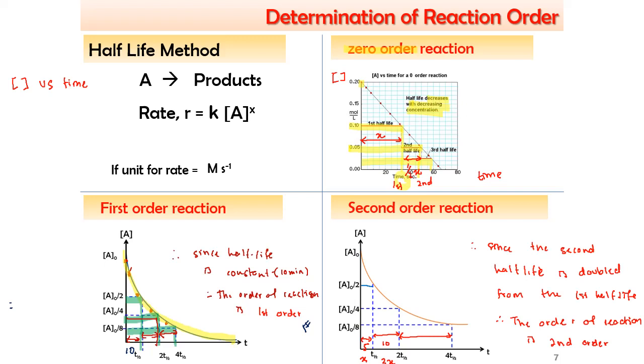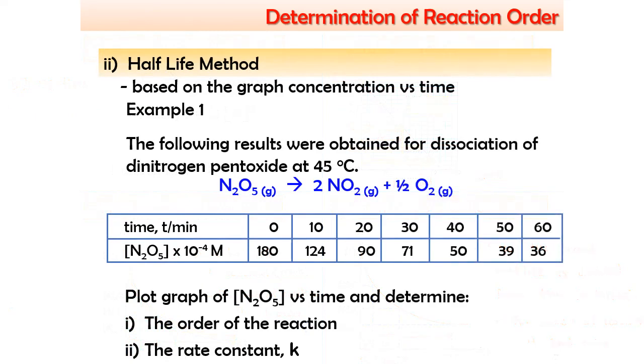Okay, so I hope by now you can differentiate between zero order, first order and second order. So the first example for half-life method, you are given with this data, time in minute and concentration. So plot the concentration, graph of concentration against time, and determine the order of reaction and then the rate constant. So first you need to plot graph concentration against time.